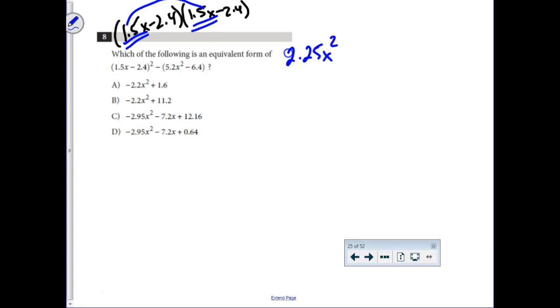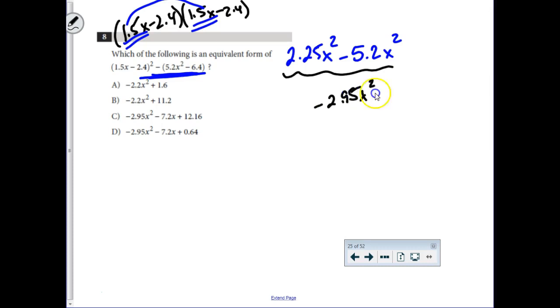2.25 x squared, right? Now later on in the question, remember we're subtracting this. So you're going to also subtract a 5.2 x squared from that. Go ahead and collect those like terms for me, so I can at least eliminate 2 of the choices real quick. What is it? Negative 2.95. Okay. So my lead quadratic term is negative 2.95. So you're gone and you're gone. So it's one of these two.